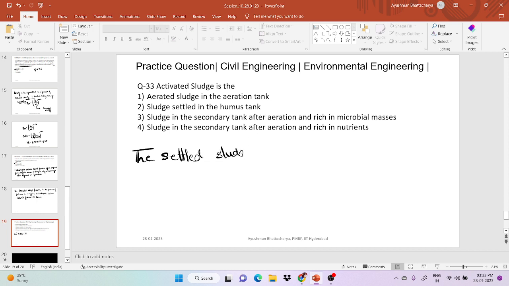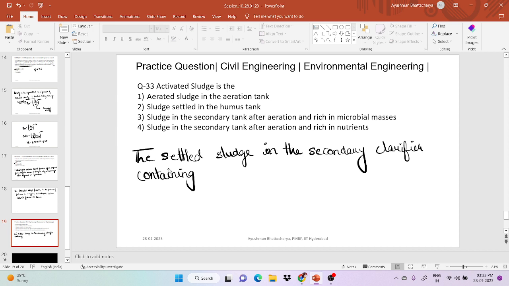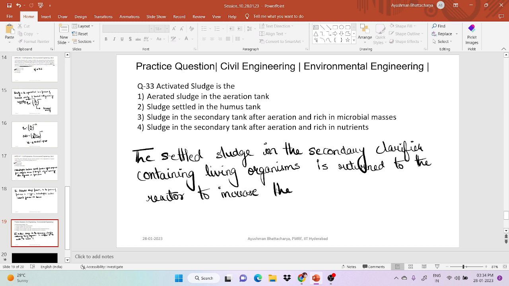So now, the settled sludge in the secondary clarifier containing living organisms is returned to the reactor to increase the available biomass and speed up the reaction. Okay, so the returned activated sludge from the secondary tank is active.